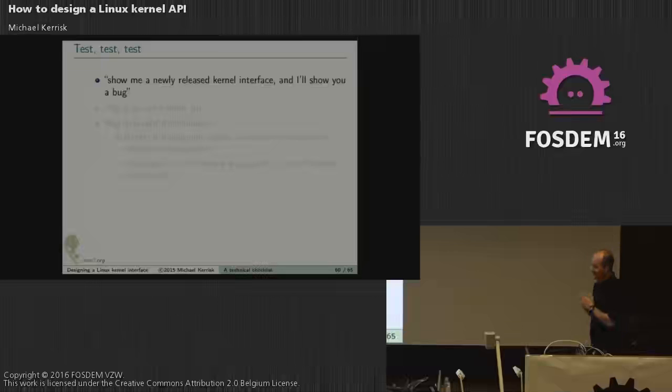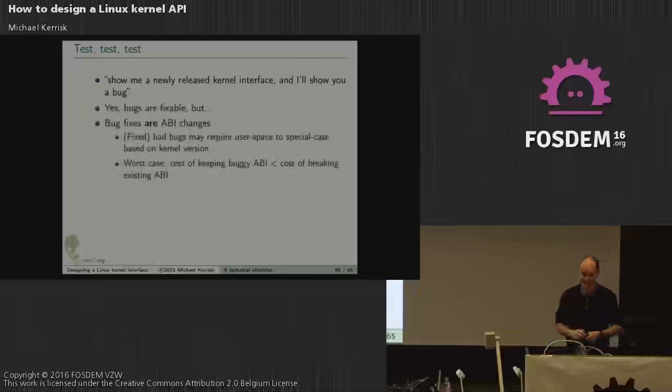Testing. I can't say enough about testing. My motto, and this is based on a lot of experience: you show me a new API, I'll show you a bug. It's actually really surprisingly easy to find bugs in new kernel APIs after they've been released. And you might think, well, bugs are fixable. Yeah, but bug fixes are ABI changes, and applications end up needing to special case. You know, which kernel version am I on? Is it the one with that bug, or is it a new good kernel?